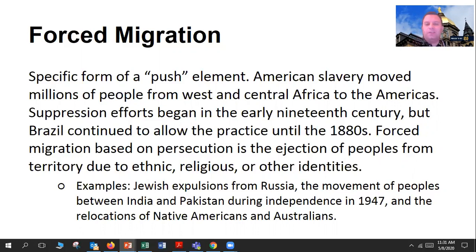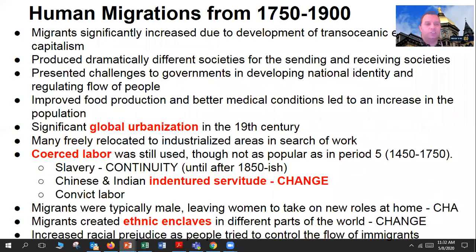A forced migration is a type of migration that is based on a particular form of persecution. So these people are being persecuted either for their ethnic identity, because they were Black in the case of the slaves, because of religion in the case of the Jews, because of ethnicity in the case of the Native Americans. So it's always based on some specific type of persecution.